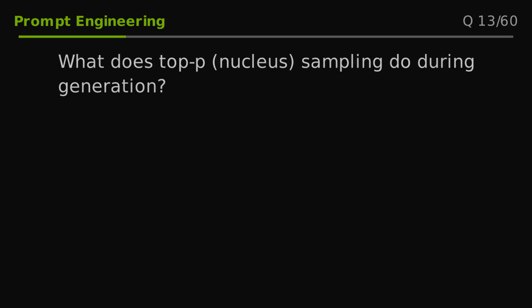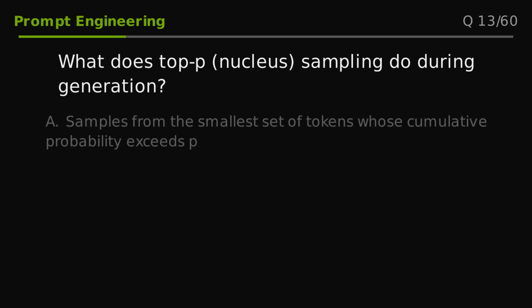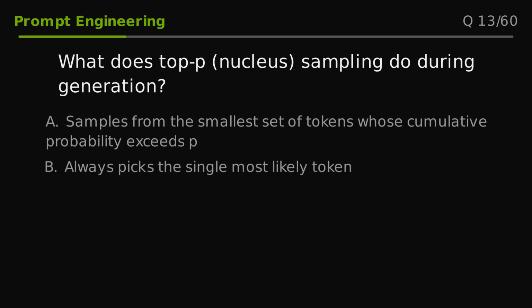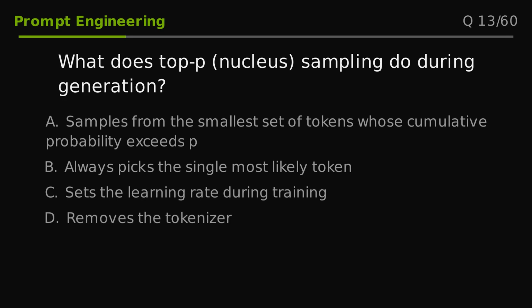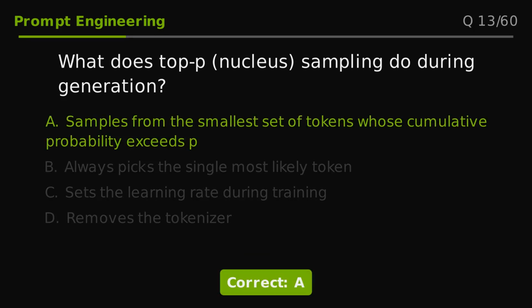Next section. Prompt engineering. Question 13. What does top-p nucleus sampling do during generation? Option A, samples from the smallest set of tokens whose cumulative probability exceeds p. Option B, always picks the single most likely token. Option C, sets the learning rate during training. Option D, removes the tokenizer. The correct answer is A.